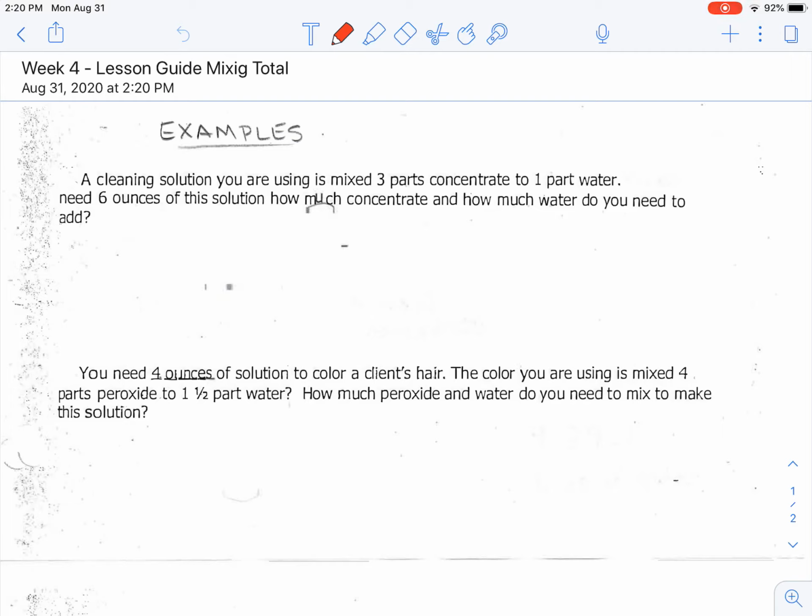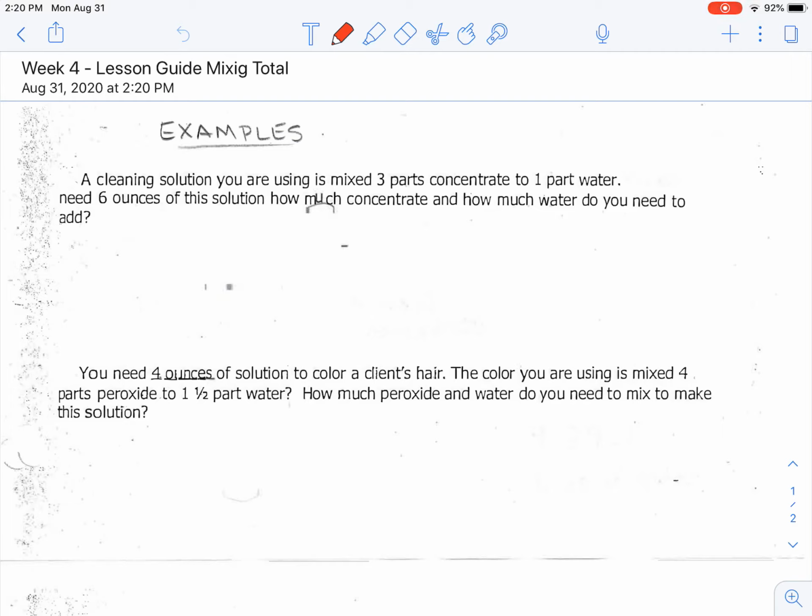A cleaning solution you're mixing is 3 parts concentrate to 1 part water. You need a total of 6 ounces of solution. So the question is, how much of that is going to be concentrate and how much of it is going to be water? So we still set up our proportion, but this time we're going to go total to concentrate.